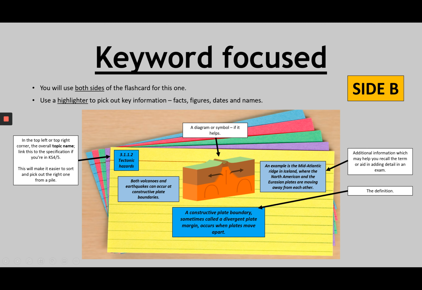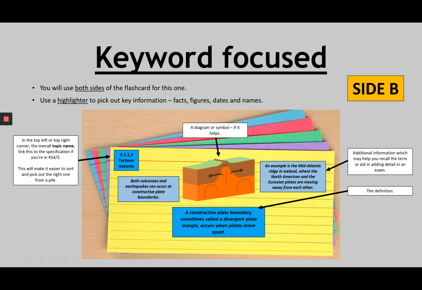Okay, and then on the other side of the diagram, or if you don't have a diagram, just anywhere on side B, you have what I call additional information, which may help you recall the term or aid in adding detail in an exam. So here, for constructive plate margin on the right-hand side, I've given an example of a plate margin found in Iceland, where the North American and the Eurasian plates are moving away from each other. And then on the left-hand side, I've written about what hazards you find at a constructive plate boundary. So both volcanoes and earthquakes are covered there.